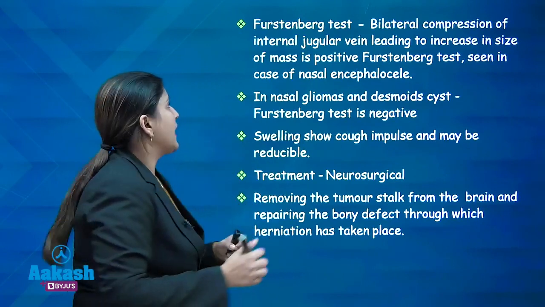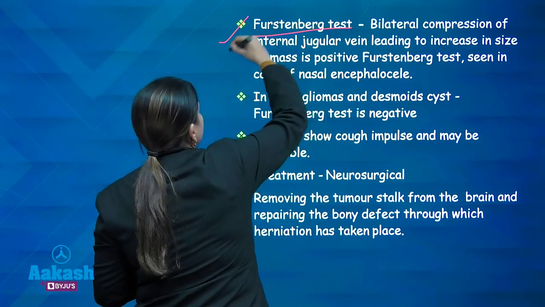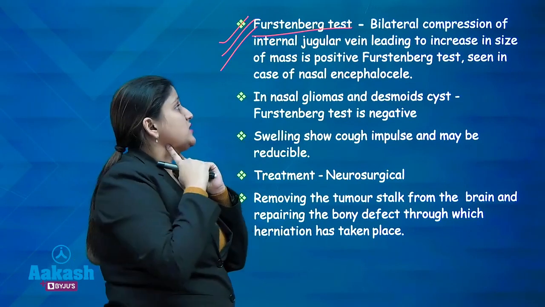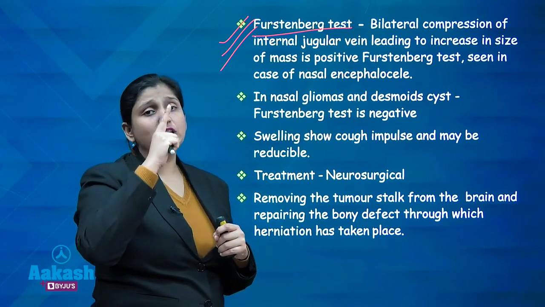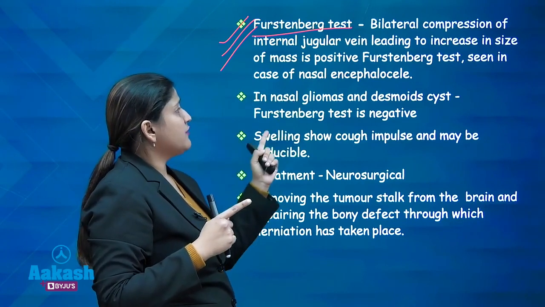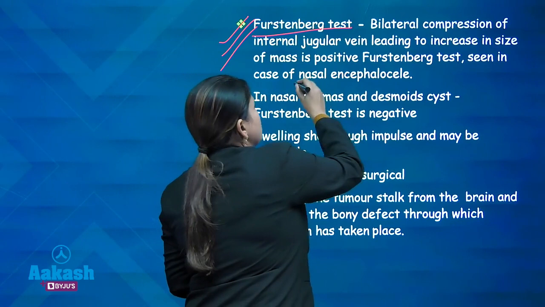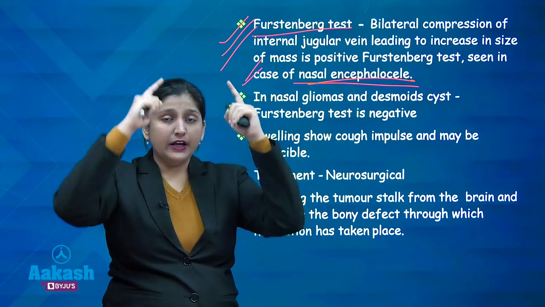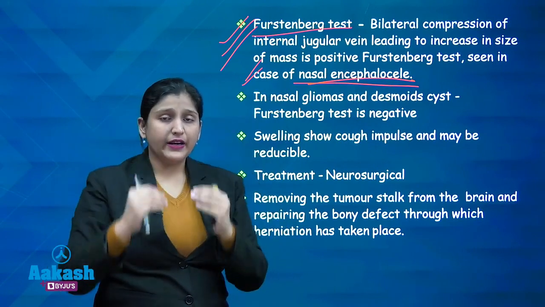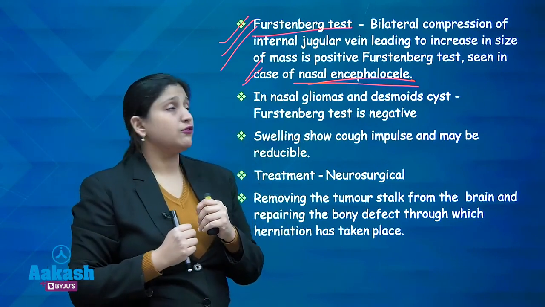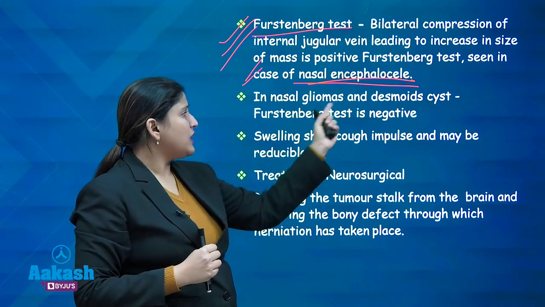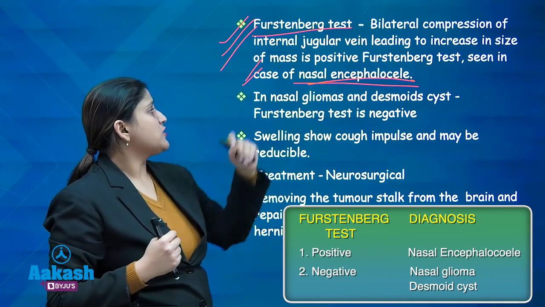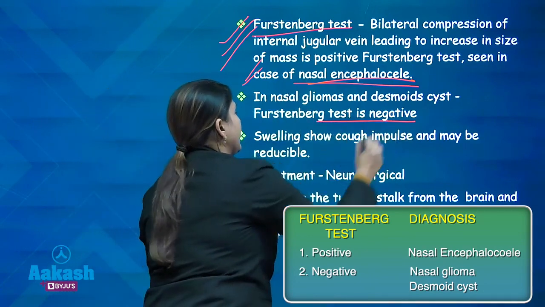A very important sign or test, the Furstenberger test. If a bilateral compression of the internal jugular vein is done, it leads to increase in size of the mass. A positive Furstenberger test is seen in cases of nasal encephalocele because bilateral IJV compression will lead to increased intracranial pressure, which will get transmitted to the meningoencephalocele. But since gliomas and dermoid cysts do not have an intracranial connection, the Furstenberger sign will be negative.